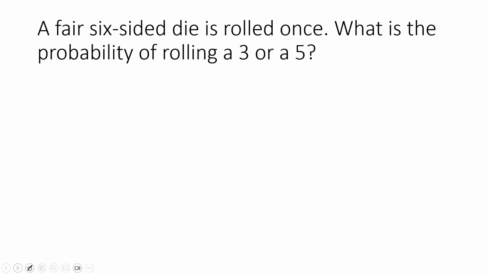So for example, a fair 6-sided die is rolled once. What is the probability of getting a 3 or a 5? If you look at the 3 and the 5, these are mutually exclusive, right? Because why? You can't get a 3 and a 5 at the same time after you roll a die. So the probability of 3 or 5, okay, this is the same as probability of 3 plus probability of 5.